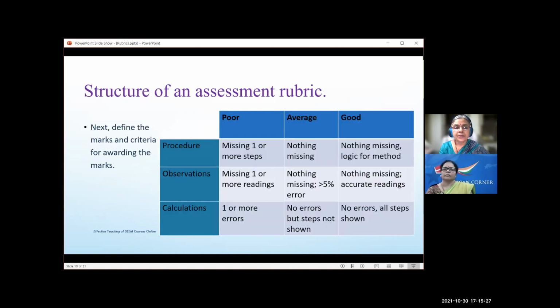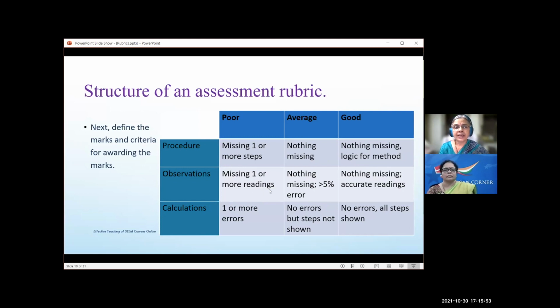Okay. So I'm going to say, if the procedure is missing 1 or more steps, then I'm going to say it's poor, and maybe poor gets 2 marks, right? If nothing is missing, the procedure is written well, then I'm going to call it average. Maybe they get 5 marks, right? But some person has not only nothing missing, but they have actually explained why we are doing this procedure the way we are doing it. Then maybe I want to give them 7 marks.